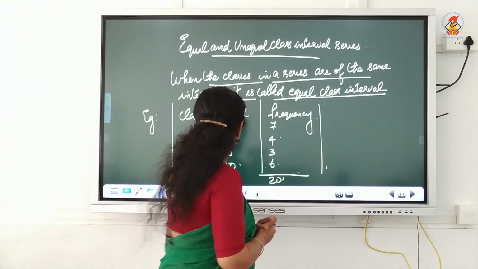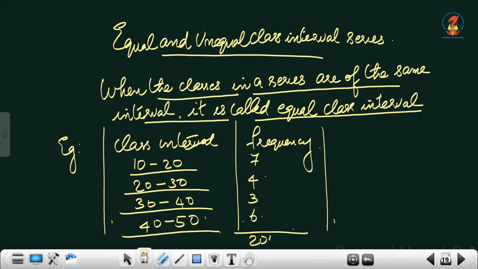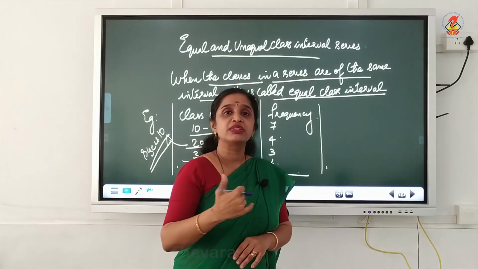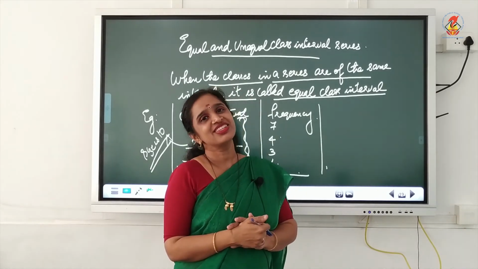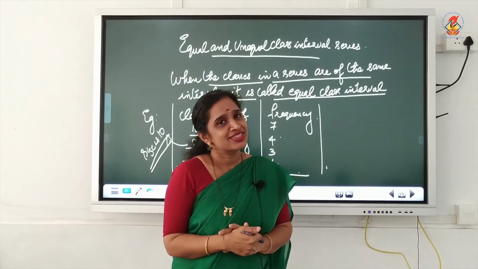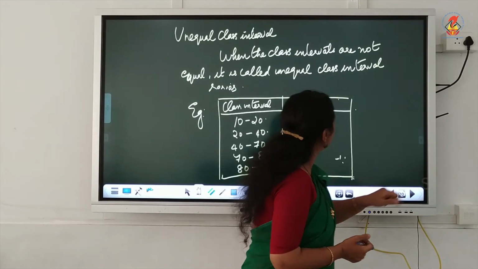Look at the example. Class interval 10 to 20, 20 to 30, 30 to 40, 40 to 50. There is a continuity and the class size is 10 everywhere: 10 plus 10, 20, 20 plus 10, 30, 30 plus 10, 40, 40 plus 10, 50. Size of the class interval is the same everywhere and there is a continuity. So that kind of class interval is known as equal class interval. So what will be unequal class interval? This kind of equality will not be there. Let us see what is unequal class interval.